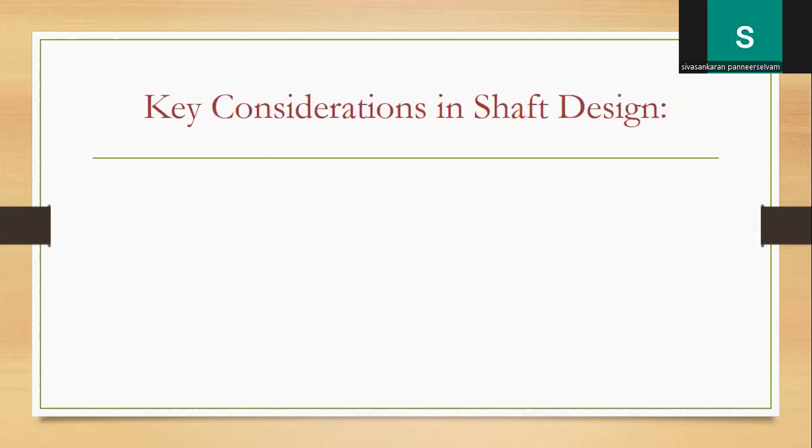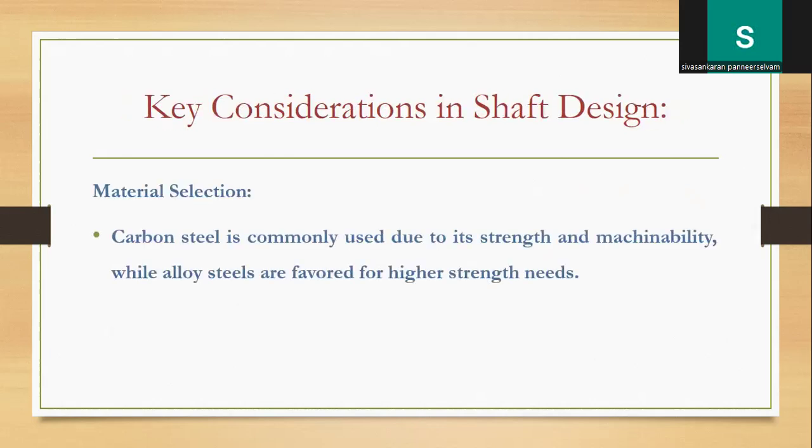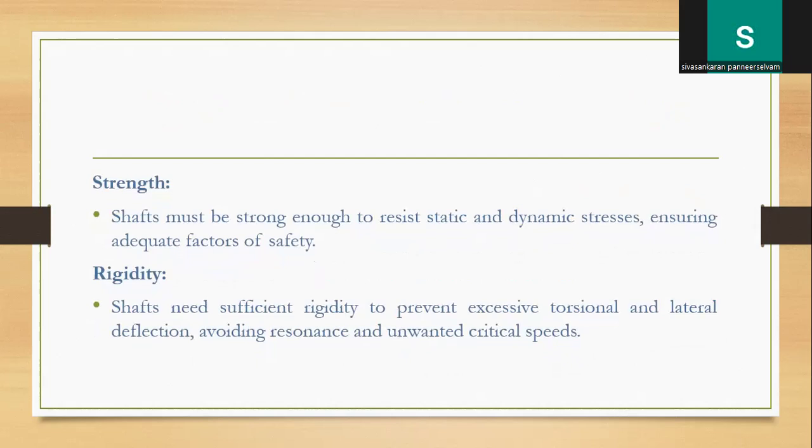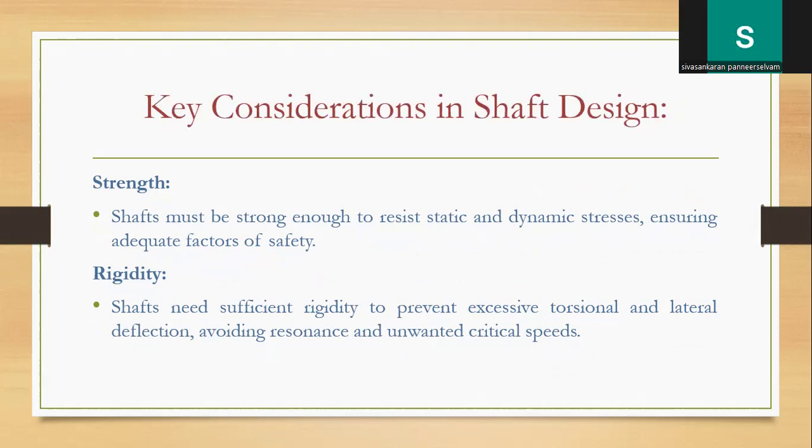What are the key considerations in shaft design? Material selection. Normally, carbon steel material is widely used for its strength and better machinability, while alloy steels are preferred for high strength needs and requirements. Next one is strength. The shaft must be strong enough to resist both static and dynamic stress. So it requires an adequate factor of safety.